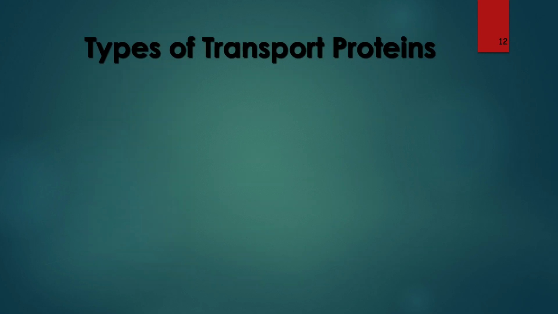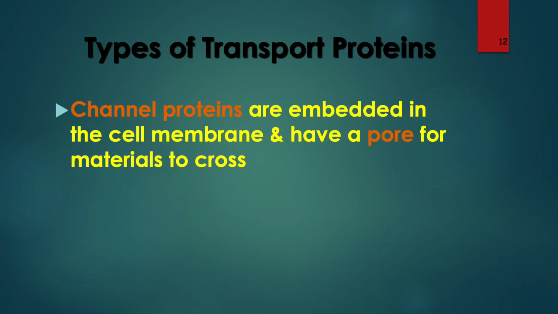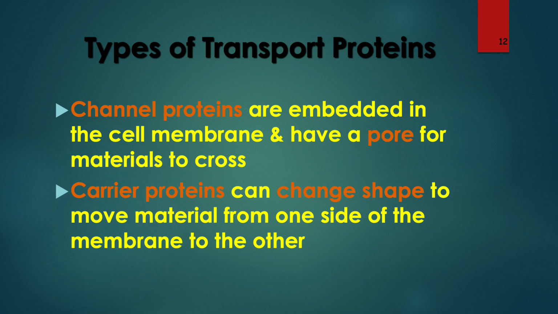Types of transport proteins. You have channel proteins that are embedded in the cell membrane and have a pore or an opening that materials can pass through. And then carrier proteins can actually change their shape to move materials from one side of the membrane to the other.